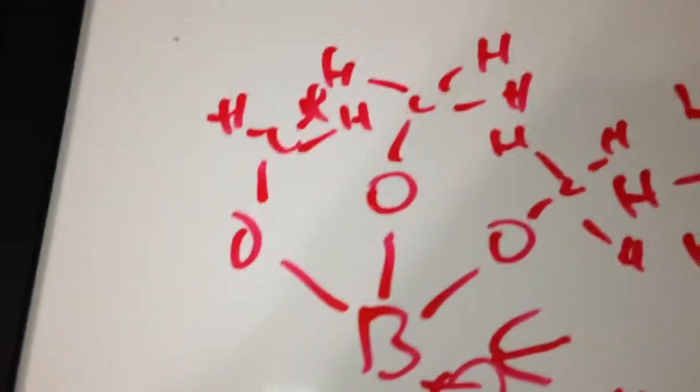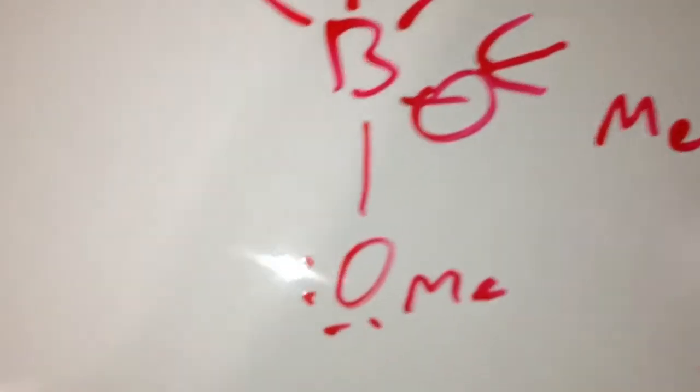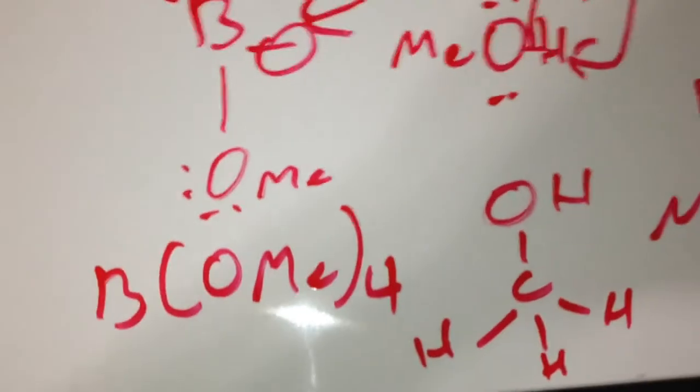Yeah, and the final answer is just three of these, and then four of the boron, oxygen, and then methyl. So it just looks like this. Oh, four, sorry, not three, because you do it three more times. All right, and that's sodium borohydride.